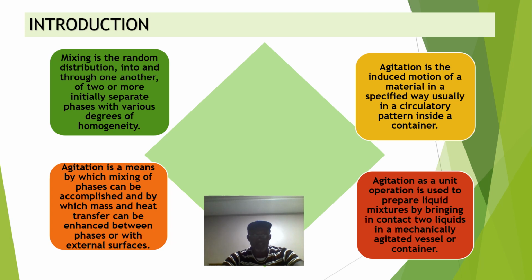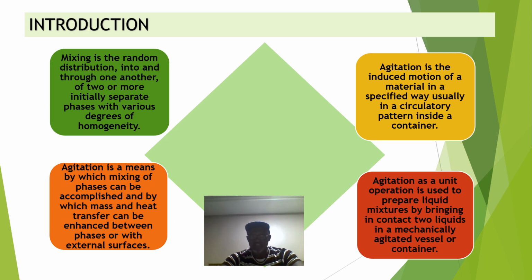On the other hand, agitation is a means by which mixing of phases can be accomplished and by which mass and heat transfer can be enhanced between phases or with external surfaces. So agitation is another type of mixing, but different. Just like we say, it is an induced motion in a material in a specified way, usually in a circulatory pattern. So if you have used an agitator before, you see how it kind of bumps and then causes mixing.